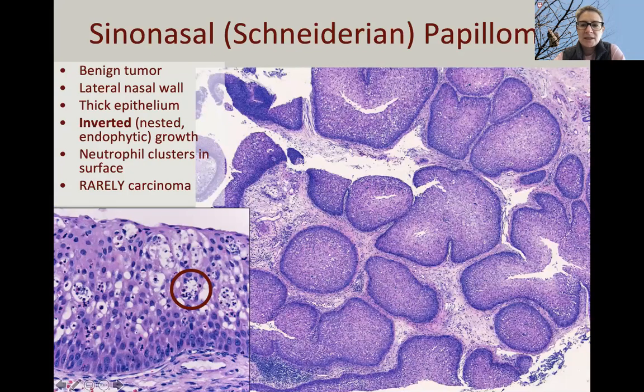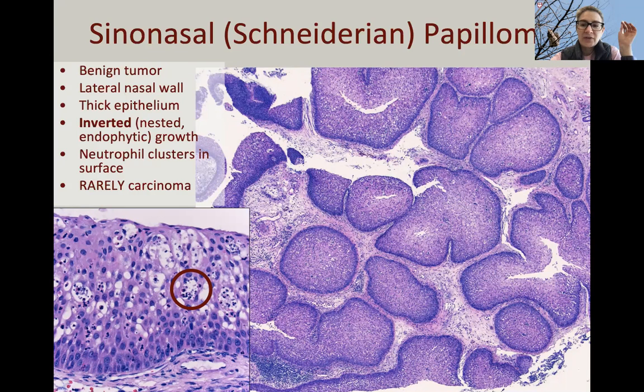Moving into the actual sinonasal neoplasms. One of the neoplasms that we see most frequently is going to be our sinonasal or so-called Schneiderian papilloma. This has a number of historic names, including sinonasal papilloma, Schneiderian papilloma, inverted papilloma. Essentially, it's all the same picture. Currently preferred terminology is sinonasal papilloma. This is a benign tumor that happens most frequently on the lateral nasal walls.